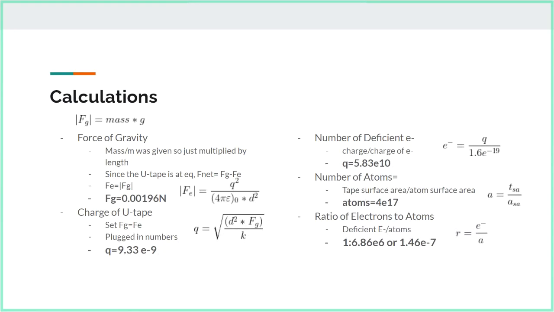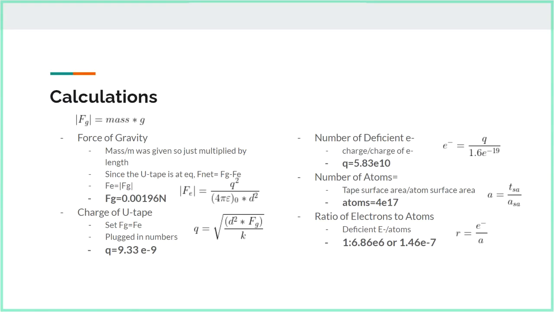Next, I performed my calculations, starting with the gravitational force, which is equal to the electric force in the y direction, since it was not moving and F net was 0, and that came out to be 0.00196 newtons. This allows us to solve for Q by plugging in the numbers that we have. The charge on the U-tape came out to be 9.3 times 10 to the negative ninth coulombs.